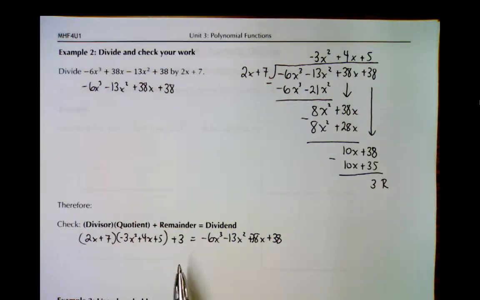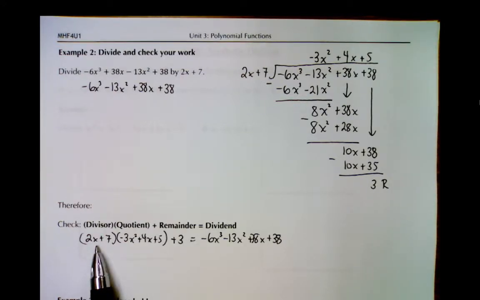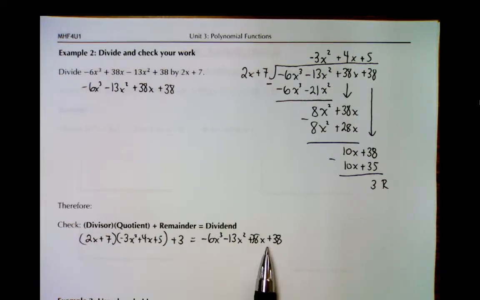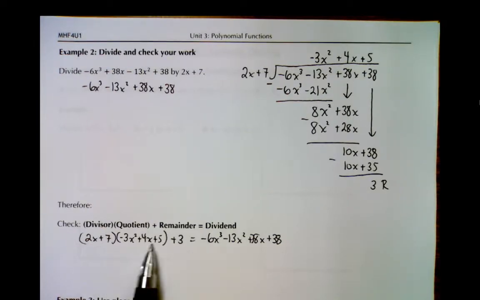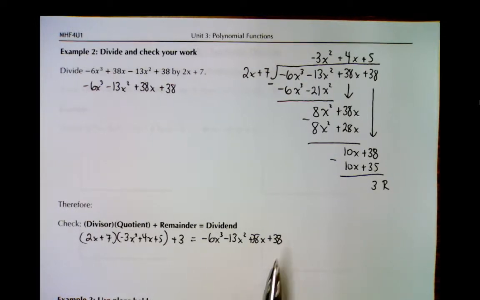So what we can see here is, again, if the remainder was 0, that would mean that our divisor, 2x plus 7, is a factor of our original polynomial. But since it didn't divide evenly, it's not a factor. If you were to expand this out and collect like terms, you would end up with your dividend, showing that you did your division correctly. So if you ever need to check whether you did your polynomial division correctly, write your division statement, expand it all out, and it should equal the original polynomial.